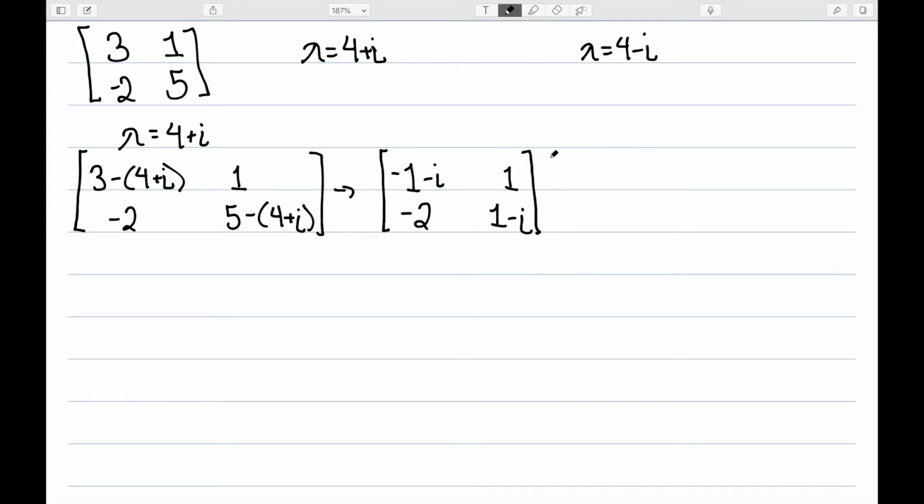And now, our next step was to row reduce. However, we're going to skip that and take advantage of some things. First, we know this has to have an infinite number of solutions by the way we defined eigenvalues and eigenvectors and how we constructed them. So we know this has an infinite number of solutions. So I know that as I reduce these, one of the rows is going to be a row of zeros.